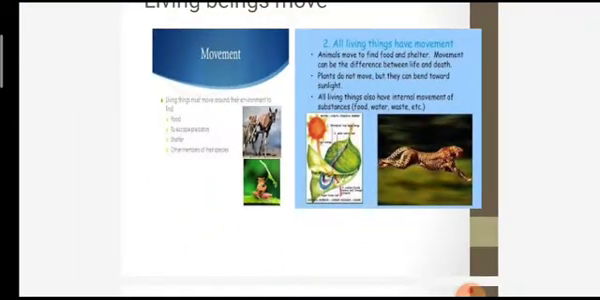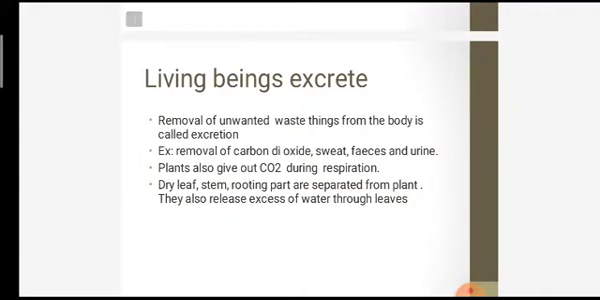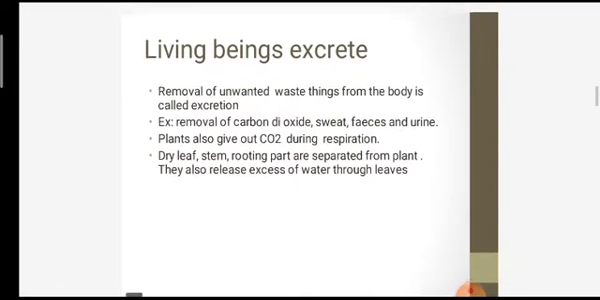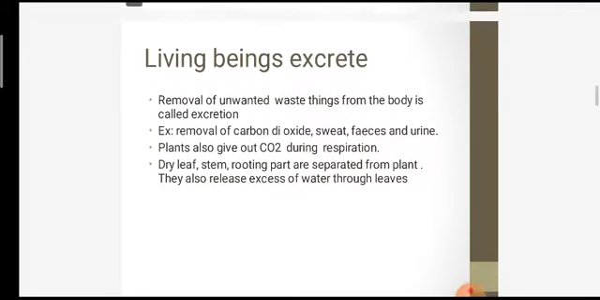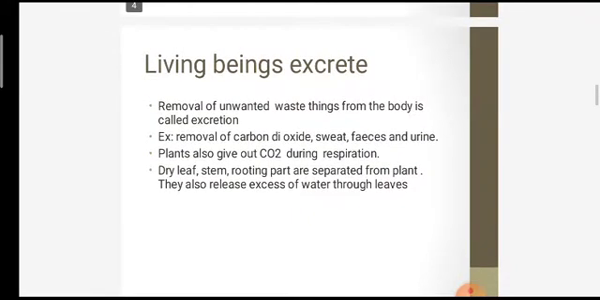Then next we will go for the next characteristic, that is living beings excrete. Excrete means what? A removal of unwanted waste from your body. This is called excretion. We remove different kinds of things from our body. One is your urine, right? We remove the water from your body, that is urine.